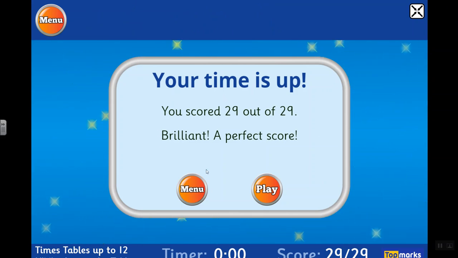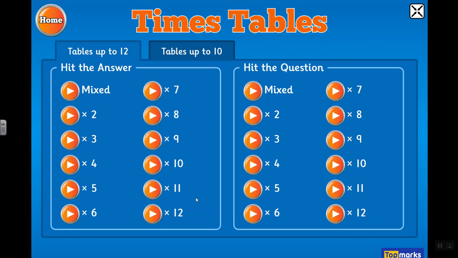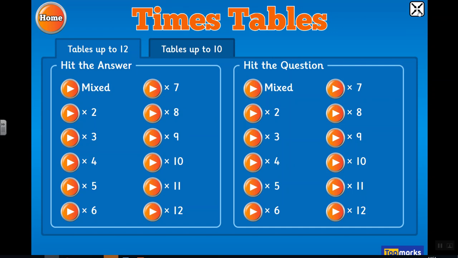So in the minute, I got 29 out of 29. Your job is to have a go and see if you can beat my score. Remember, we're looking at times tables up to 12 and we're practicing our fours. You could try the others as well if you want to.